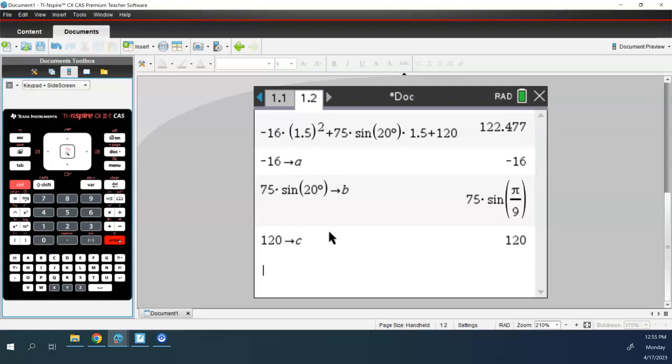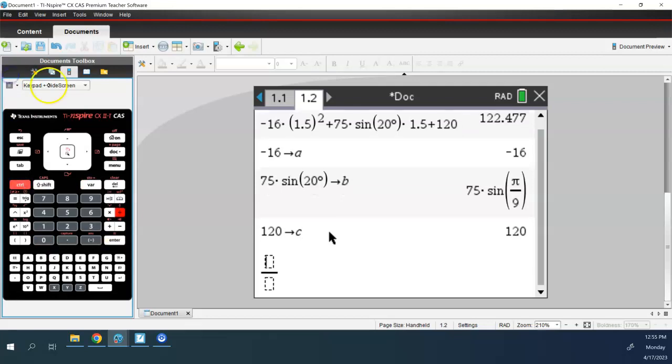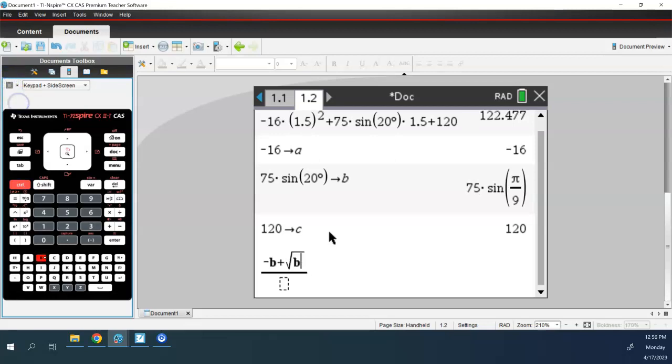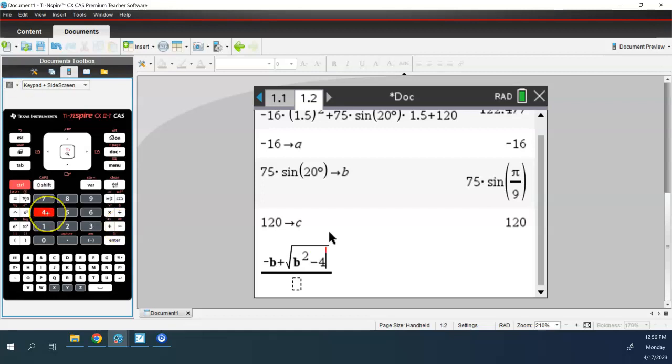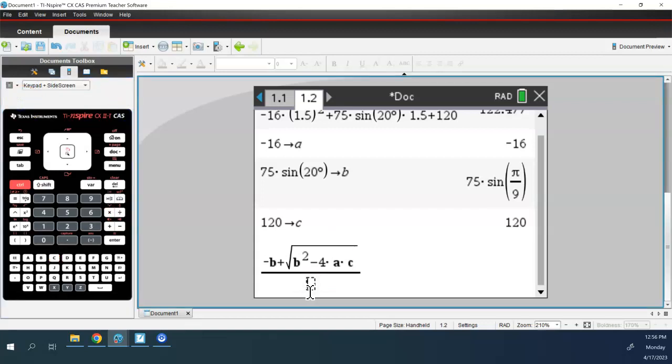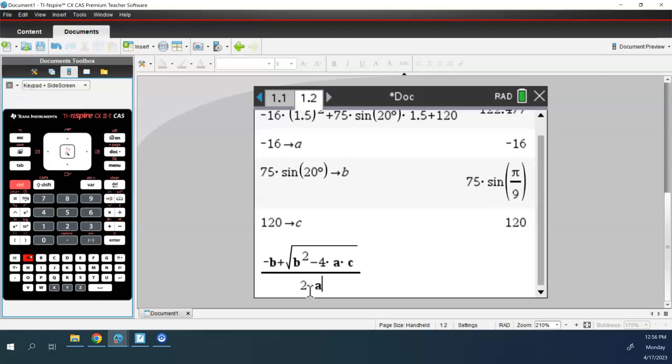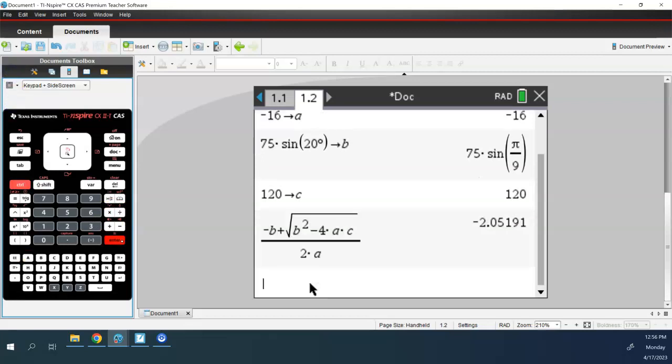And then I can just simply type in the quadratic formula. The quadratic formula is the opposite of B plus, I can't do plus or minus, I have to do plus here. I'll do plus, and then I'll do minus, the square root of B squared minus 4 times A times C, all over 2A. And I get negative 2.5191 seconds. Well, that's when it was back in time. That's not the one I'm going to use.